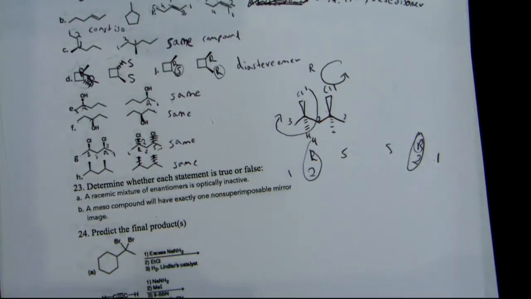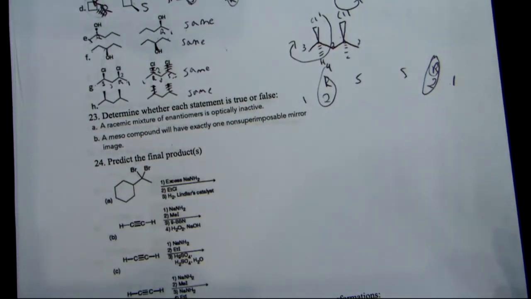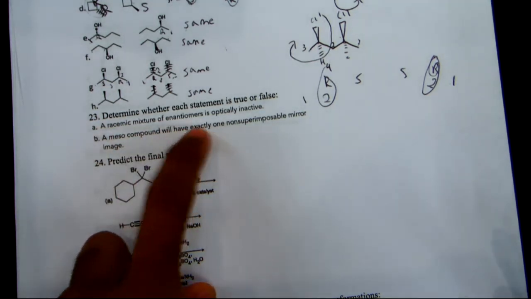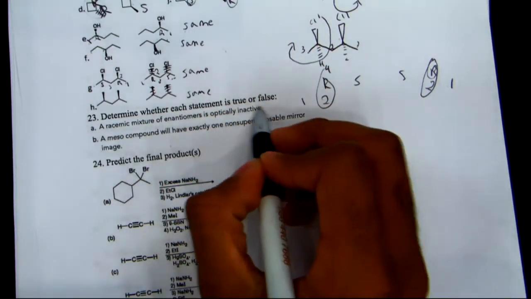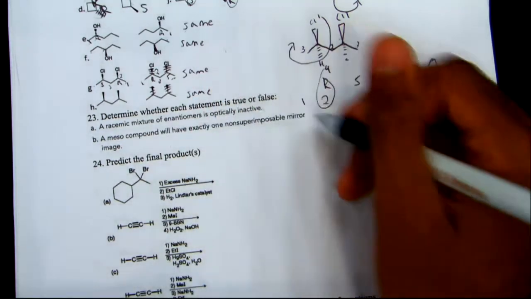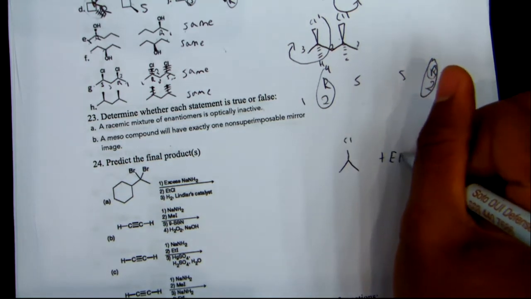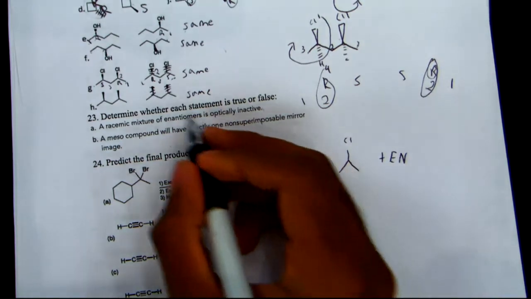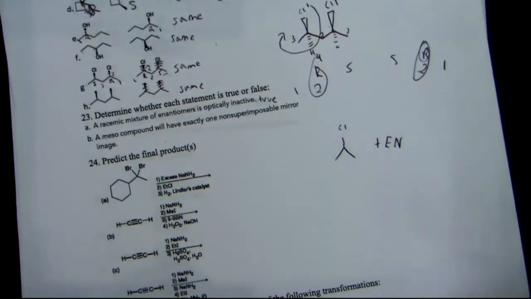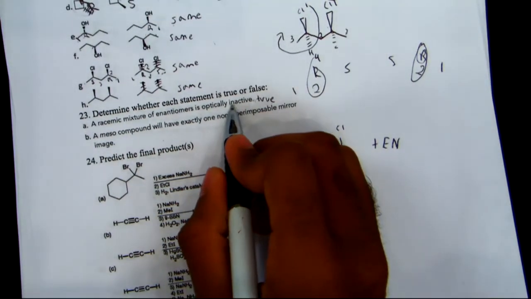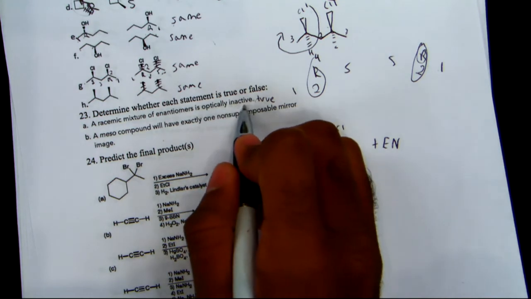Because I wanted to get through synthesis, I'm going to try to speed through these parts real quick. These are just definitions, so knowing if a racemic mixture of enantiomers is optically inactive. Racemic mixtures are what you get when you have chiral centers and you do an SN1 reaction. They will give you, let's say you ended up with one enantiomer in an SN1 reaction, you'll also get the other enantiomer. These are technically optically inactive. Yes, I'm pretty sure it was inactive. Did I say the word active or?